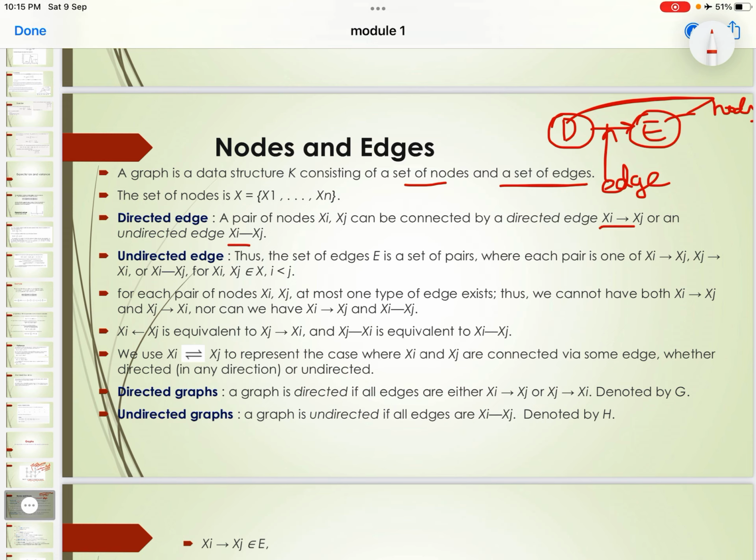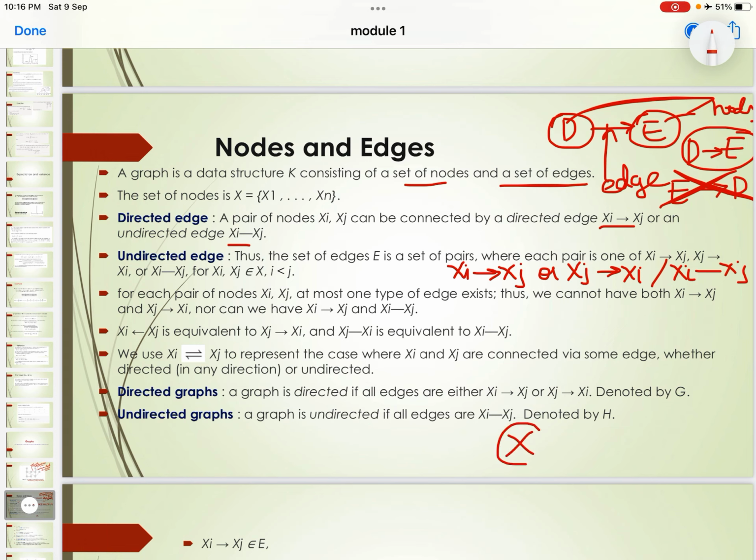So directed means you have an arrowhead. Undirected means there is no arrowhead. Thus the set of edges E is a set of pairs where each pair is one of Xi to Xj, Xj to Xi, or Xi to Xj undirected. So you can either say an undirected edge goes from Xi to Xj or Xj to Xi, or you can represent it as Xi and Xj with no direction. Over here you can only move from D to E. You cannot move from E to D. But for undirected, if this is the edge given to you, then you can move from Xi to Xj, and you can also move from Xj to Xi.